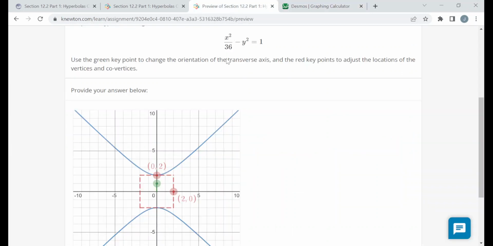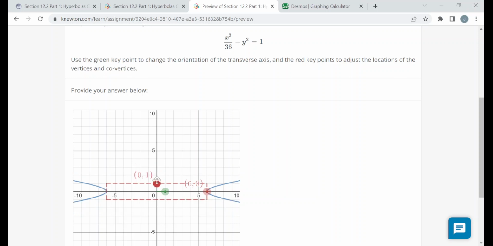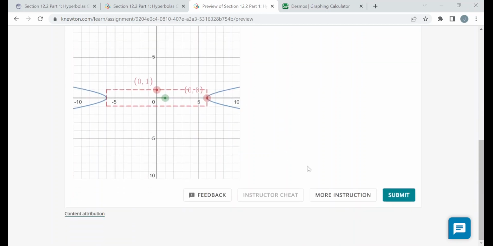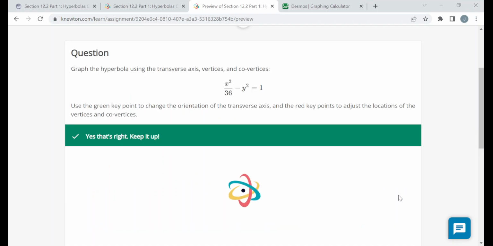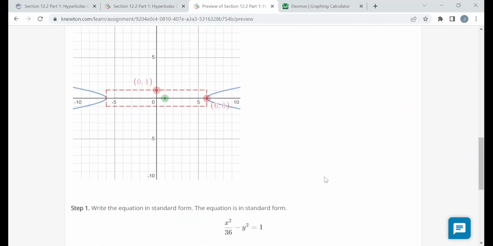Great. So back in the assignment, remember the vertices were at (6, 0). Oh, and I want to change the orientation. Move the dot here so that the curves are opening left and right. Move the dot onto the x-axis, the transverse axis. And then again, they're calling them the co-vertices, but it's where the top of the box and bottom of the box are, 1 unit up, 1 unit down. A was 6, B was 1. And this should be good. Great. All right.